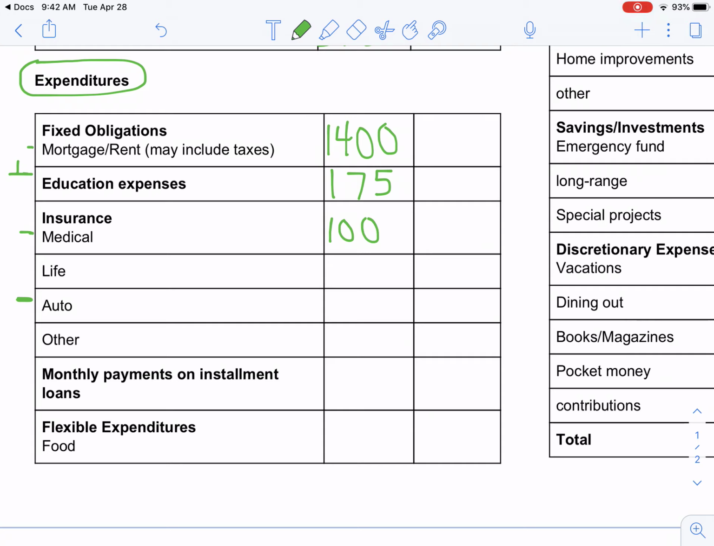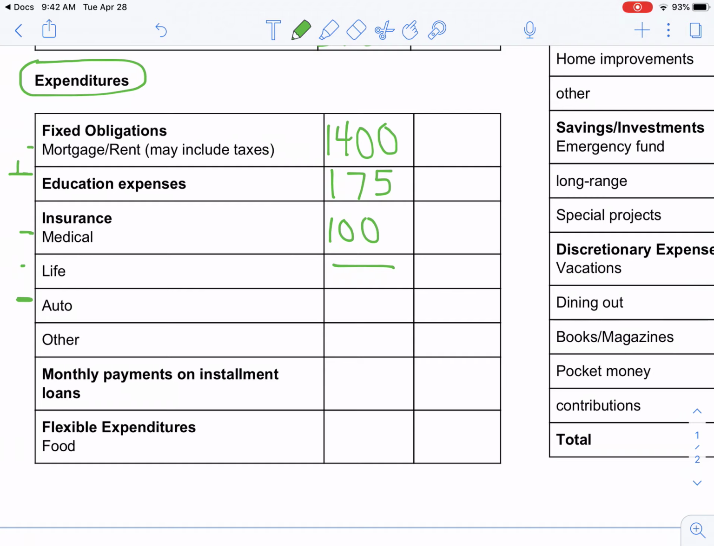Life insurance. It is not stated that the Smith family has any life insurance that I can see. Let me double check that I didn't place it in. No, I do not see any life insurance. So you can always put a line or a 0. You always want to fill in every square so that you know that you've gone through each square. You never want to leave anything blank.